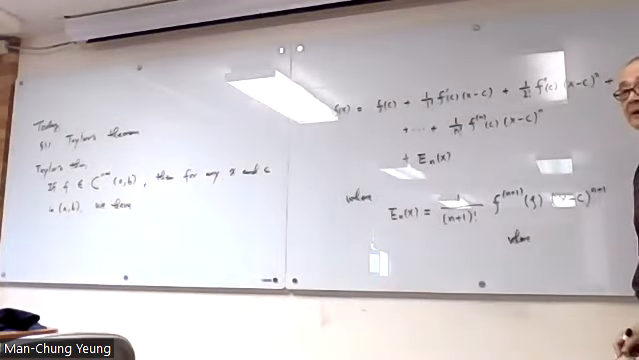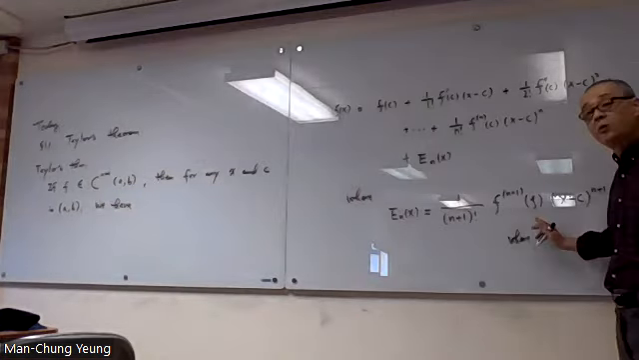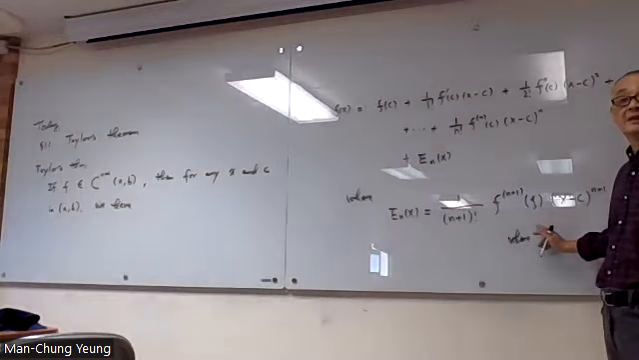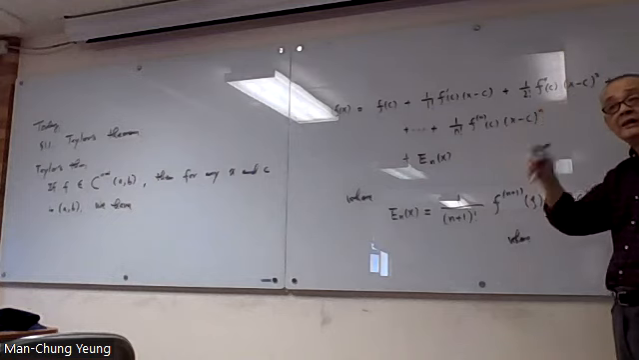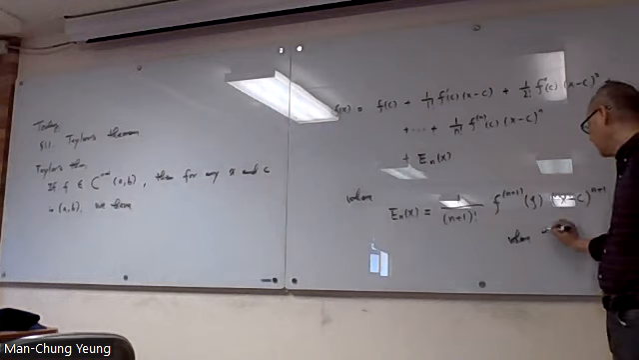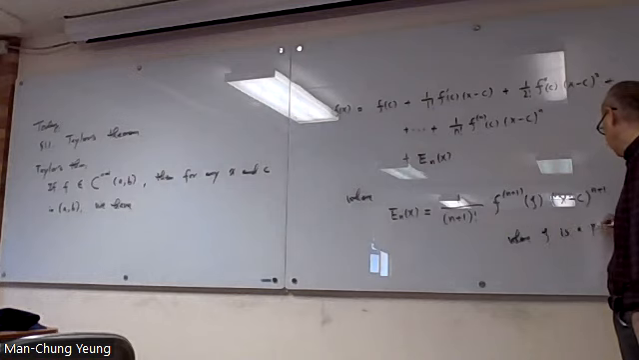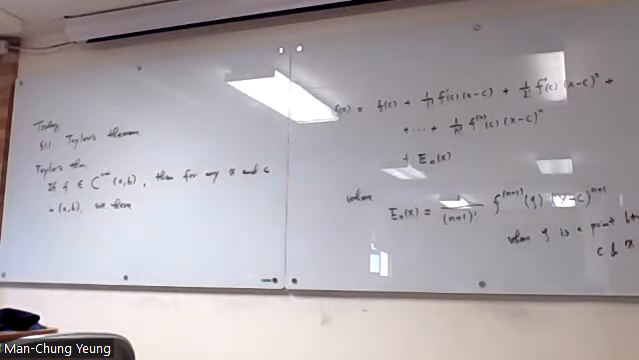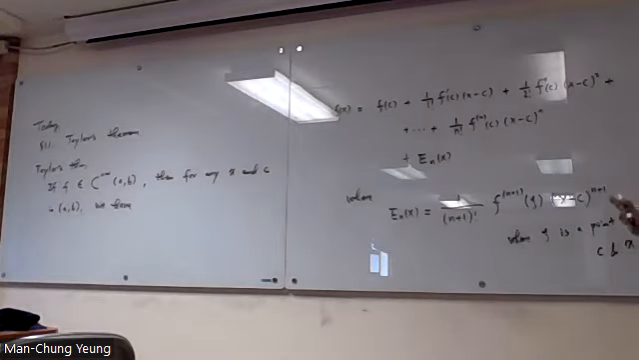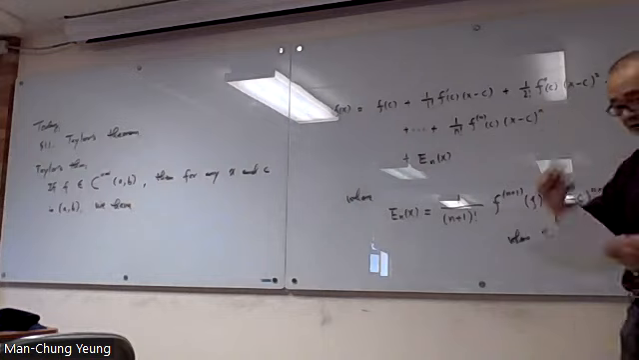Where psi is a point between c and x. In general, we don't know the point psi. We just know this point depends on c and x, and lies between c and x. This is Taylor's theorem in Lagrange form.